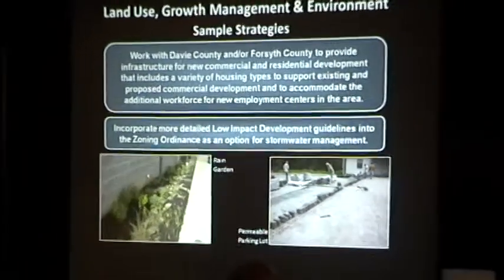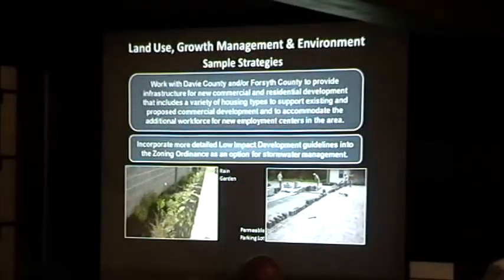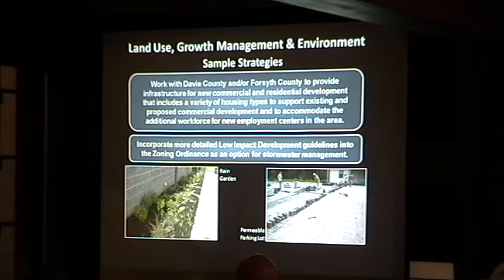The bottom one says, incorporate more detailed low-impact development guidelines into the zoning ordinance as an option for stormwater management. These are options for things like rain gardens and permeable parking lots to help reduce runoff and use that as an option for stormwater management.